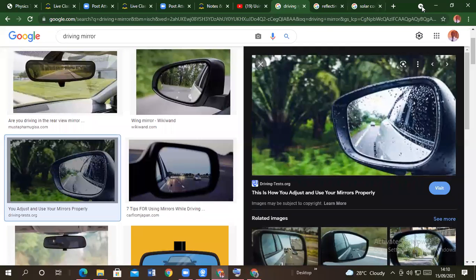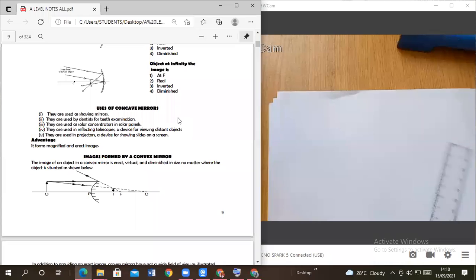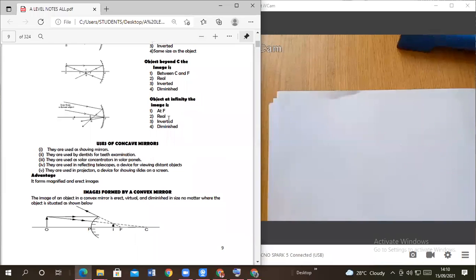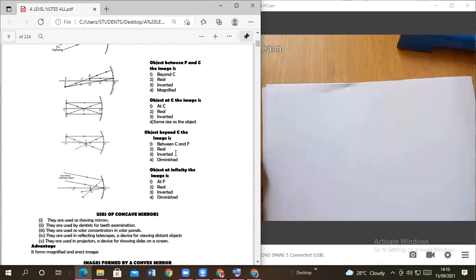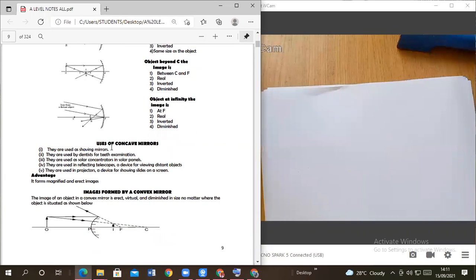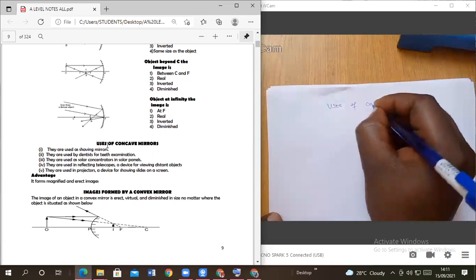But for now, allow me to take you to our virtual class. So now, last time we looked at all these things, and we looked at the formation of the image when the object is placed along the principal axis, and this is the nature of the image. So go through the video and you have a recap of what we did last time.